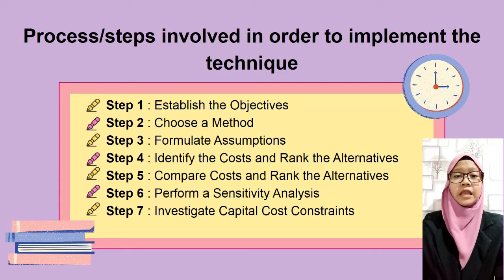Process or steps in order to implement life cycle costing. Step 1. Establish the objective. Step 2. Choose a method. Step 3. Formulate assumptions. Step 4. Identify the cost. Step 5. Compare the cost and rank the alternatives. Step 6. Perform a sensitivity analysis. Step 7. Investigate the capital cost costing.